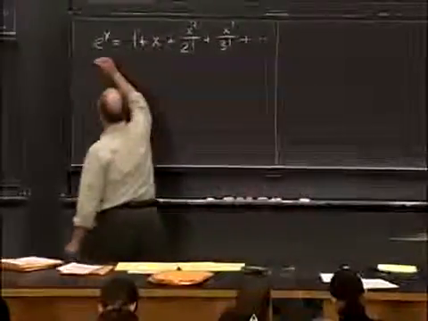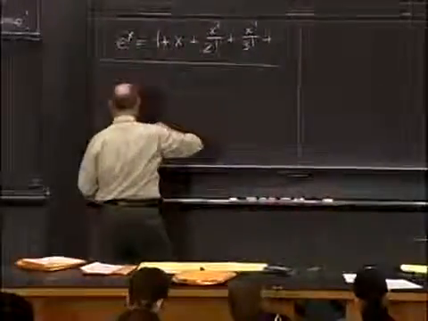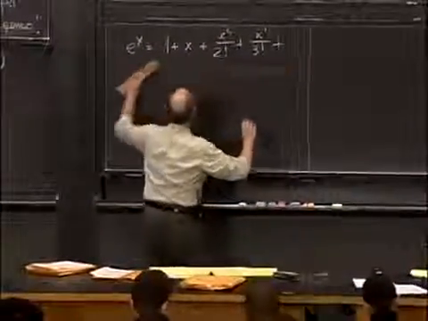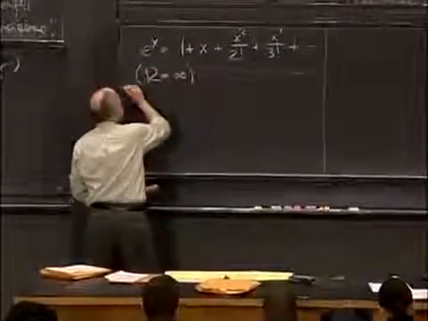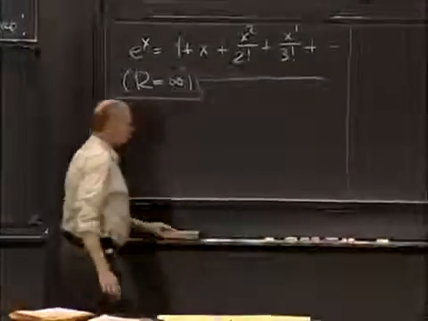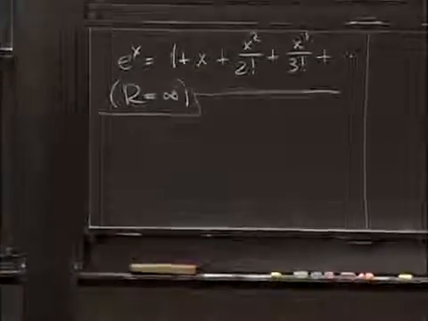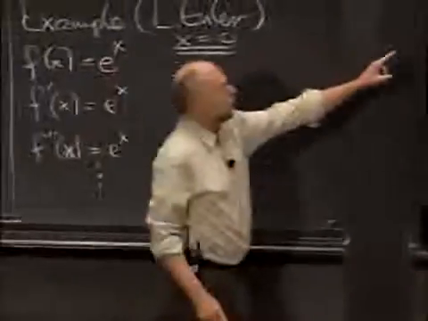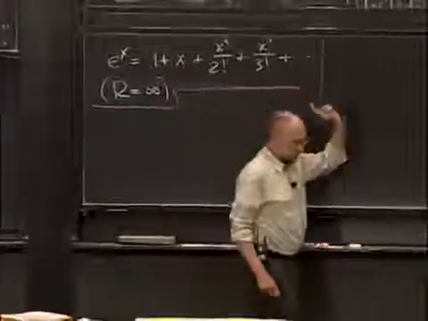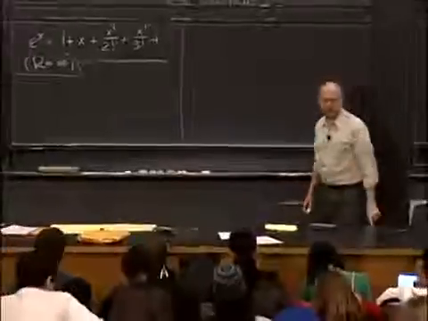Let's do another basic example of a power series. Oh yes, and by the way, whenever you write out a power series, you should say what the radius of convergence is. For now, I will just tell you that the radius of convergence of this power series is infinity. That is, this sum always converges for any value of x. I'll say a little more about that in a few minutes.